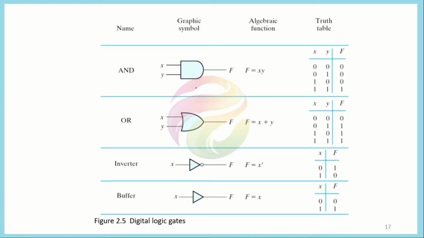Say for this AND gate, we have already seen its table, and we know that its output value is equal to 1 only when both of the inputs are 1. Similarly, OR has an output of 1 even when just one of the inputs has a value of 1. The inverter just complements the input, while the buffer retains the value which is present at the input.